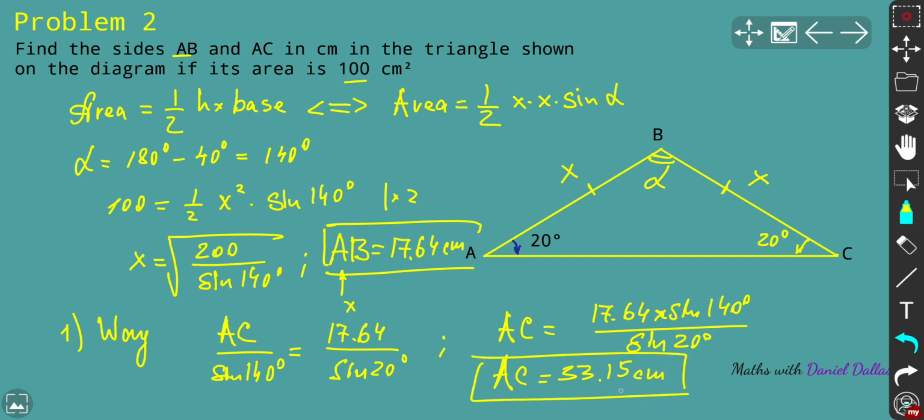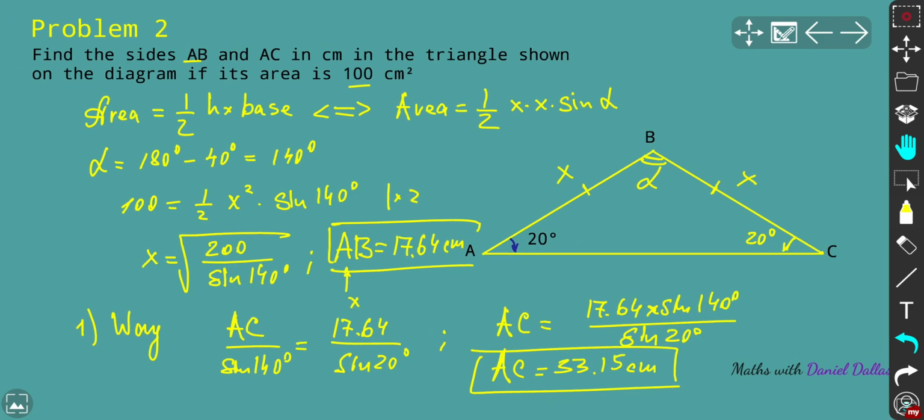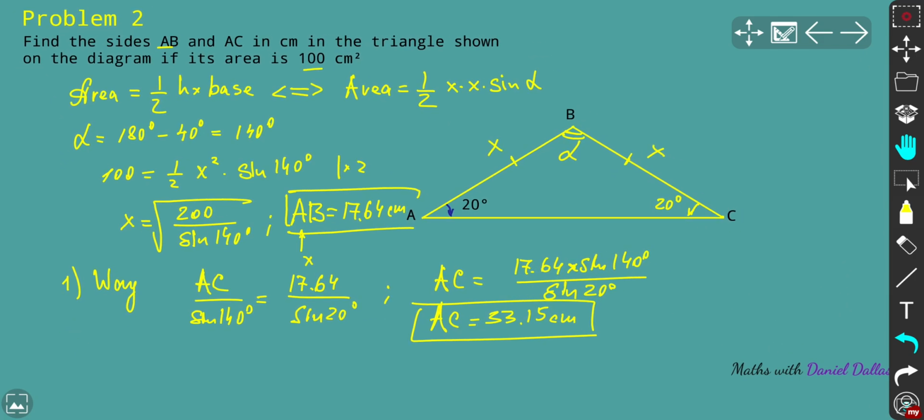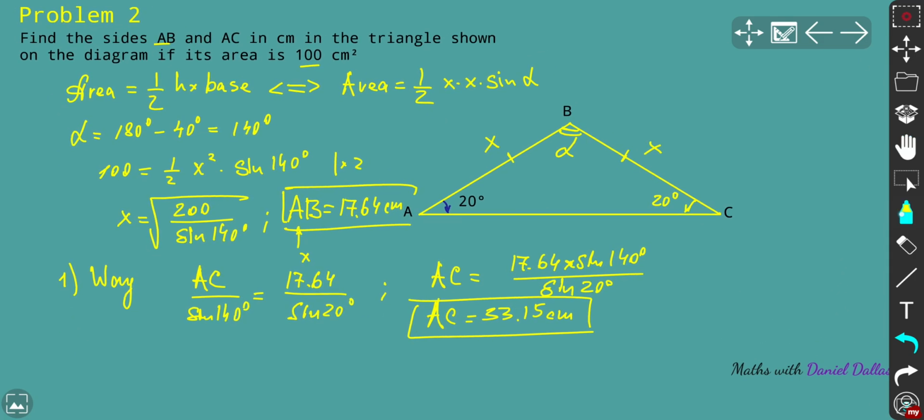That was way 1. I consider it a good one. But I'll show you another way to express AC. You can go through cosine. So way 1 was using the sine rule, and way 2 is to use cosine. I don't recommend it because the cosine rule is always more complicated and takes more time, but I'll show you so that you can understand how to apply the cosine rule just in case.